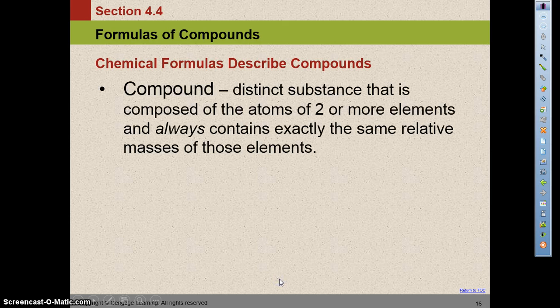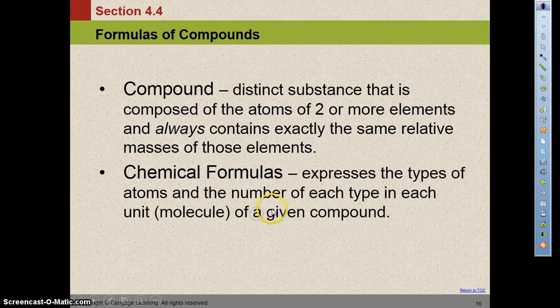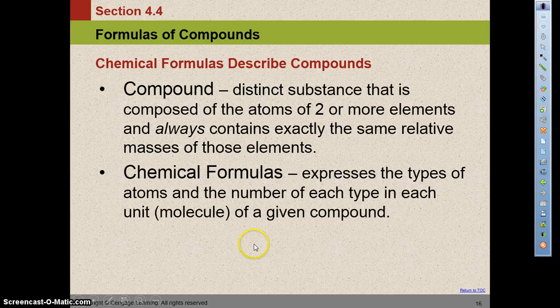So we need to be able to talk chemistry and write chemistry, and that's what we're going to do by looking at the formulas of compounds. Remember by definition that a compound is a substance that is composed of the atoms of two or more elements and always contains exactly the same relative masses of those elements. A chemical formula then is going to express the types of atoms and the number of each type in units or molecules of a given compound, and this will be clear once we look at examples.